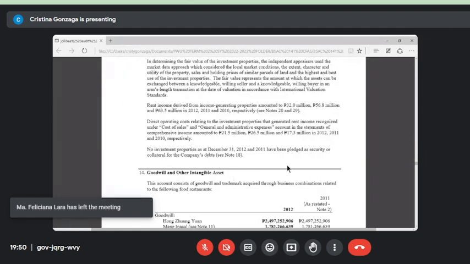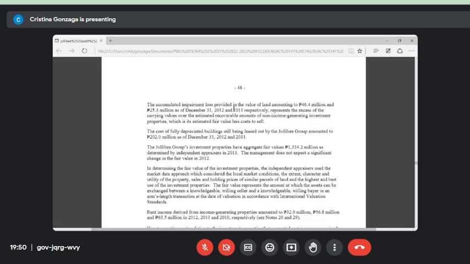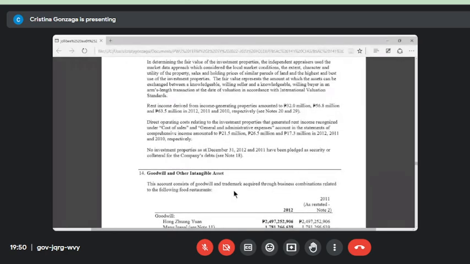Kita mo, yaman-yaman ng Jollibee, ano? Siguro kukunti lang ang loans nila at yung loans nila unsecured pa. Bakit? Hindi nila pinepledge yung kanilang investment property kasi pwedeng gawing pledge yan or security collateral in order to secure a loan. Kaya nakalagay, no investment properties as at December 31, 2012 and 2011 have been pledged as security or collateral for the company's debt. Okay? So, yan ang investment property.